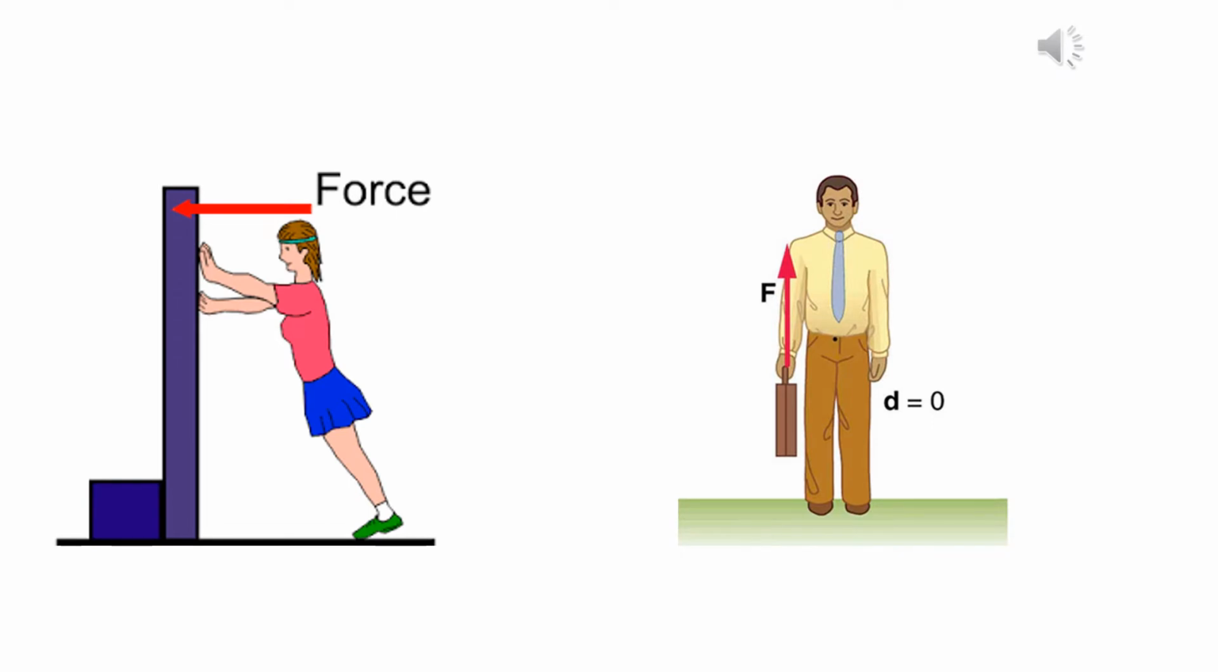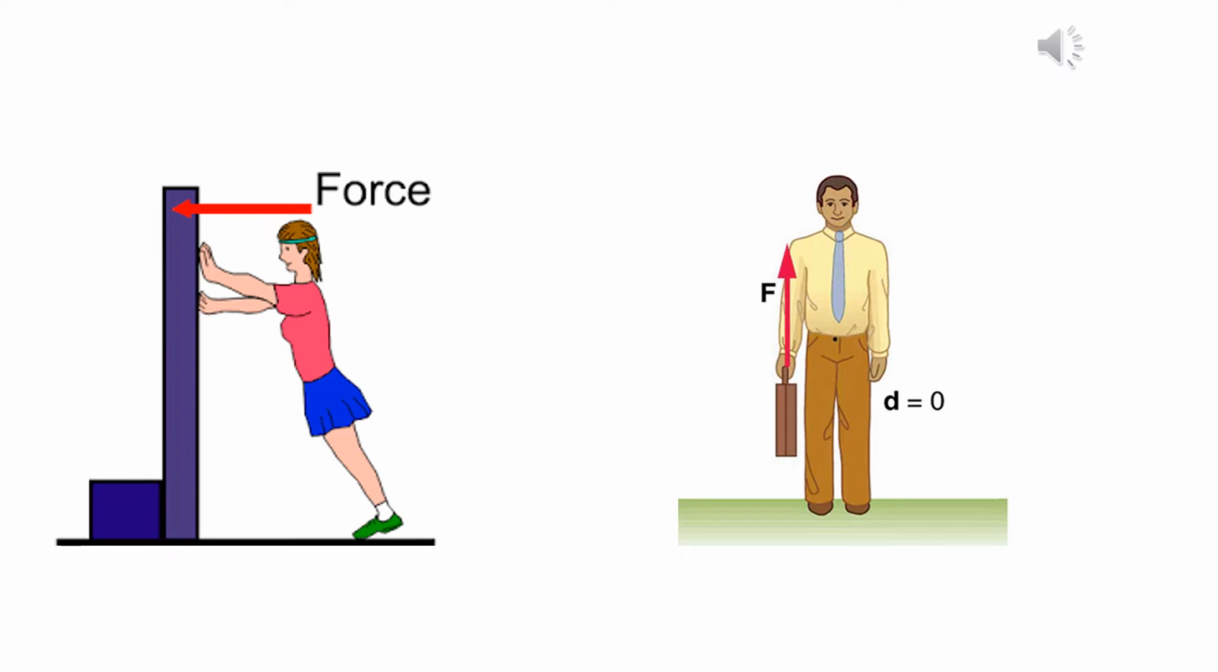Application of force may not even result in some work done. What are some instances? See, in the first picture, the girl is actually pushing against a wall, but the wall is not moving from its place to some other place. The wall is actually standing in its own place. So even though the girl is putting some force on the wall, it is not showing any displacement or change in its position. So the girl is applying force, but there is no work done by the girl.